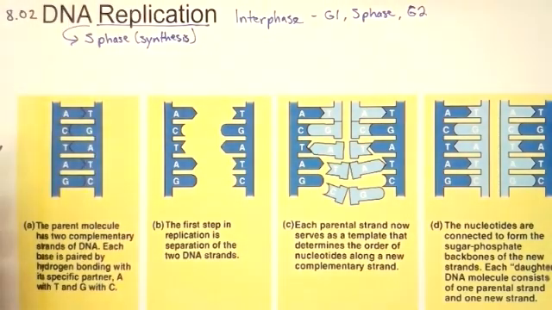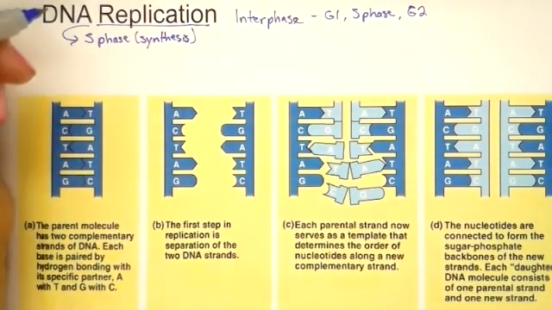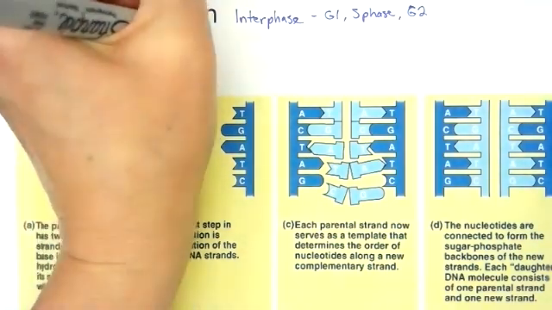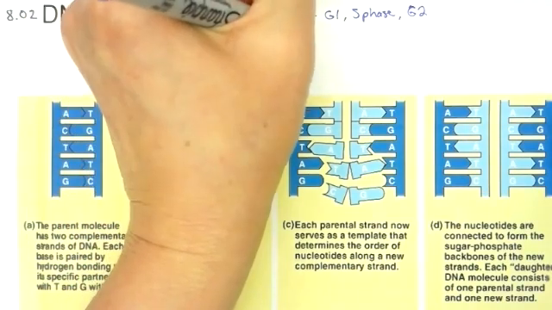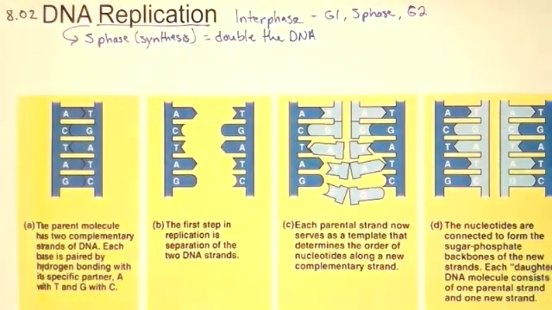And so what we're doing is we're taking DNA and we're doubling our DNA. And we have a diagram here that shows the steps. So we start off, we've got the parent molecule, which has 2 complementary strands of DNA. Each base is paired by hydrogen bonding with its specific partner, A with T and G with C. This is what we reviewed in the last video. I wanted to make sure you guys were good.